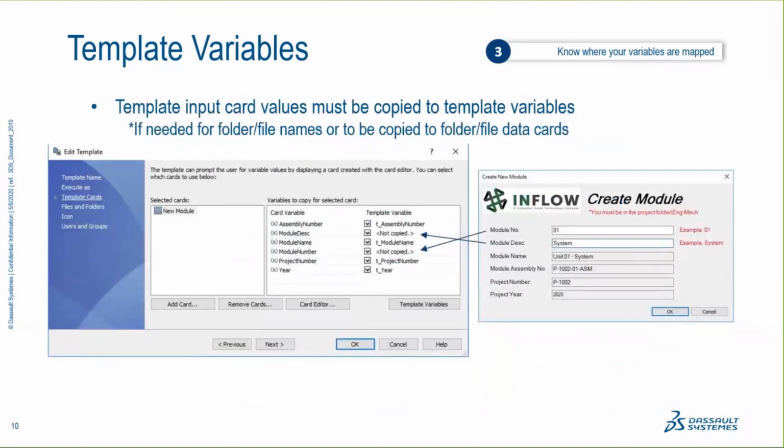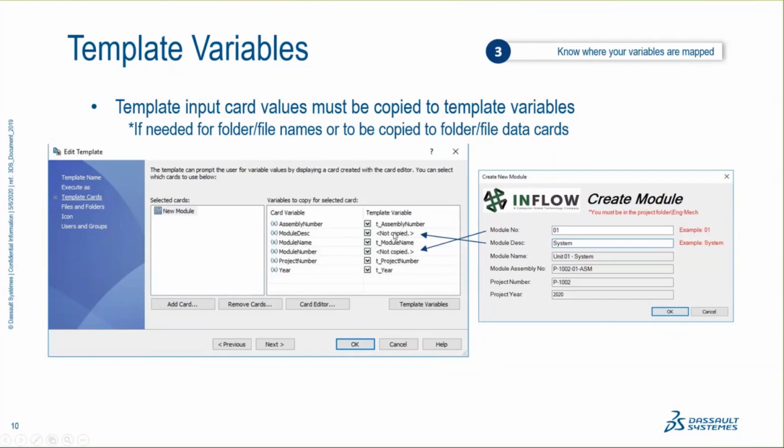What this looks like as far as copying over is an example right here where we look at that third section of our template wizard, which we're going to go through live here in just a moment. You'll see that we have some card variables in our list on the left. If I get my cursor here, we have our card variables that got brought in from our input card. And on the right are some template variables that I've mapped these to. For example, assembly number mapped over to this template variable of T_assembly number.